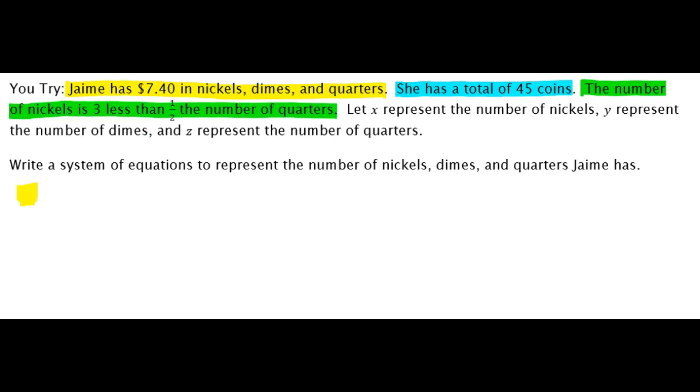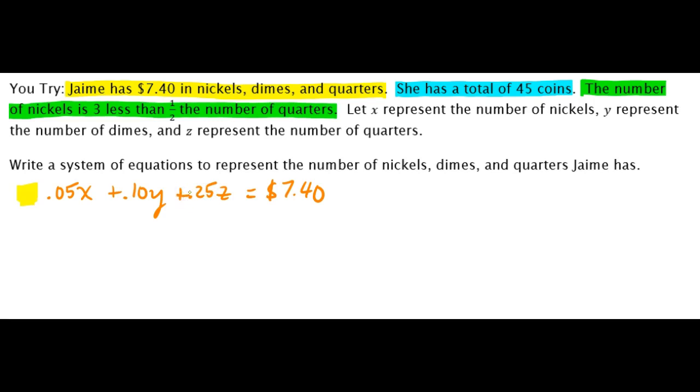So for our first sentence, I know that I'm going to be adding the number of nickels, the number of dimes, and the number of quarters, and that my total is $7.40. But what I need to do is put in how much each of those coins are worth. So a nickel is 5 cents, so that would be represented by 0.05. A dime is 10 cents, so that would be 0.10, and then a quarter is 0.25. So this is my first equation, and that goes with my first sentence.